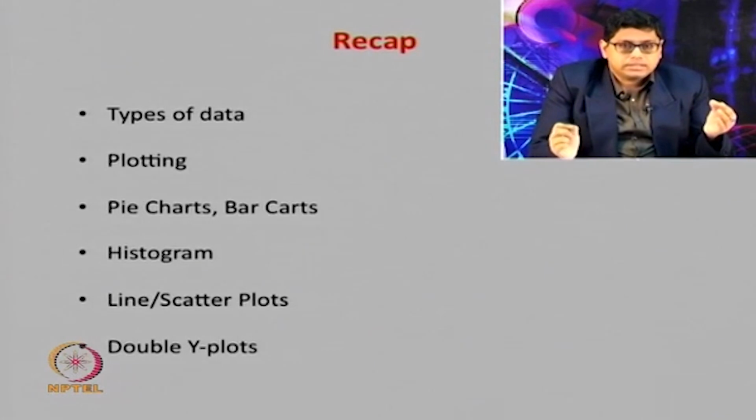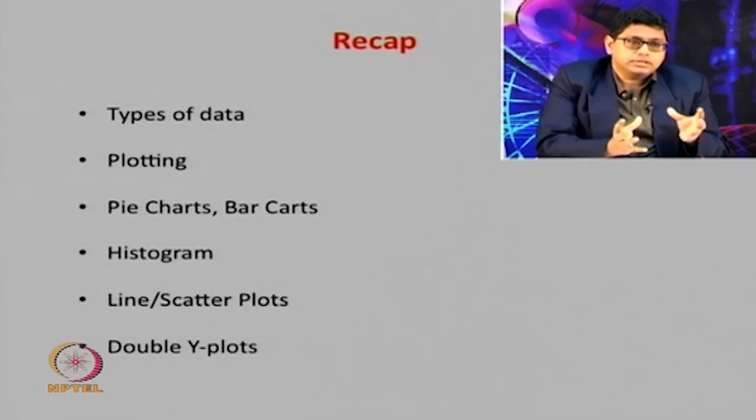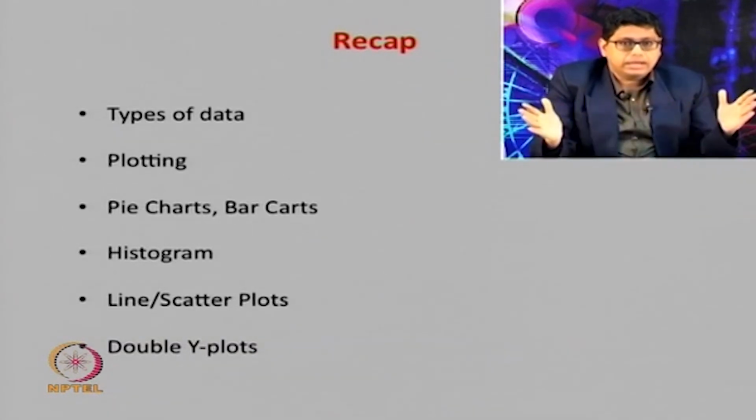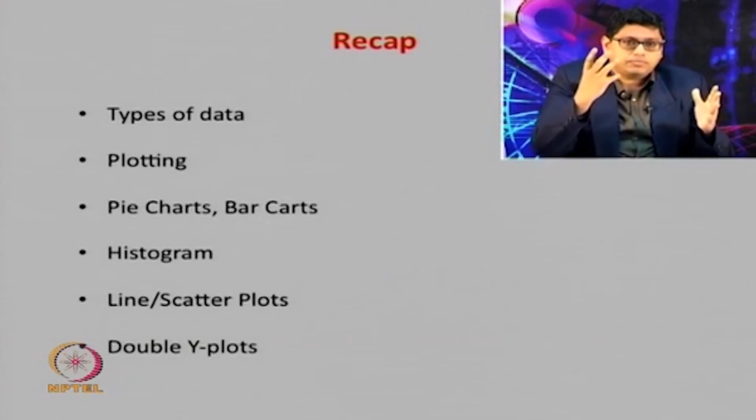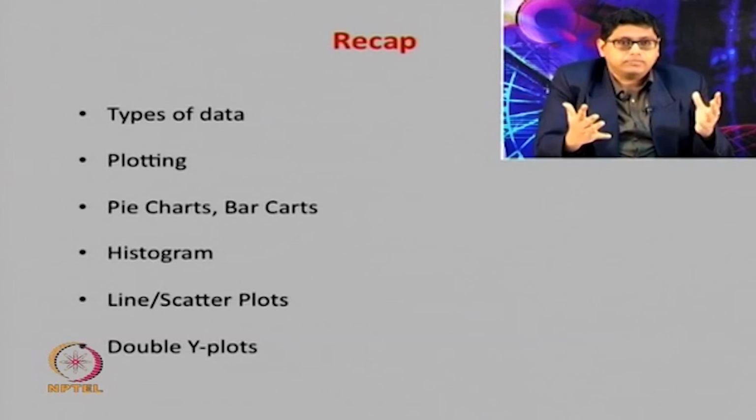But the caveat is that these kinds of charts you can only plot when the number of conditions or the number of categories is not widely distributed. In other words, if you have to show 200 conditions in a pie chart, it is impossible to make any sense from that plot, because everything has to be represented in terms of a circle. Then we talked about the histogram.